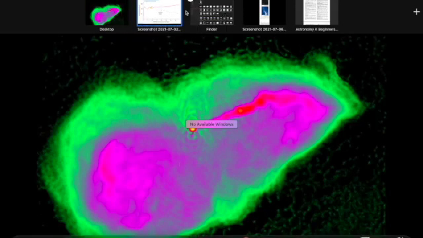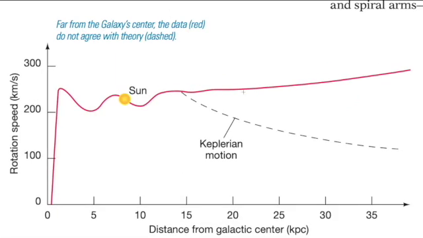So how can we say that there is dark matter? Dark matter is considered to be the gravitational force which is holding up all of these massive structures. We can observe dark matter because of its gravitational force only.